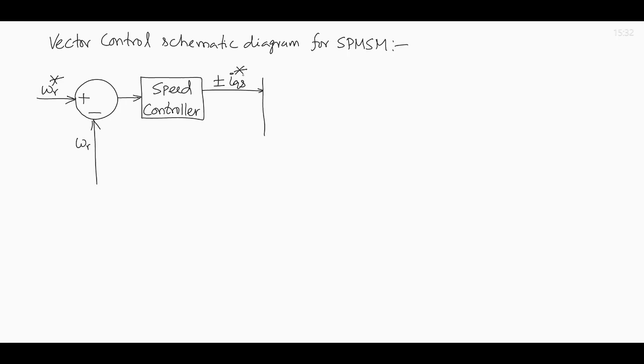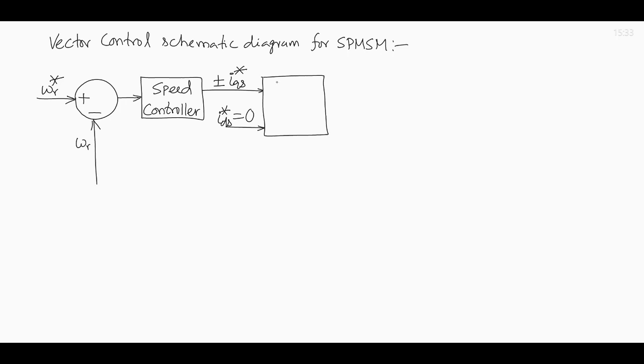IQS is the torque component of the current or torque current, and so the speed controller output is the torque command or torque component of the current command, and so it is plus minus IQS star, because plus for motoring operation, minus for generating operation. And for this type of machine SPMSM, there is no D axis current, so IDS star is kept at 0. No field weakening control is done, because the armature reaction is very weak, so field control is not done normally.